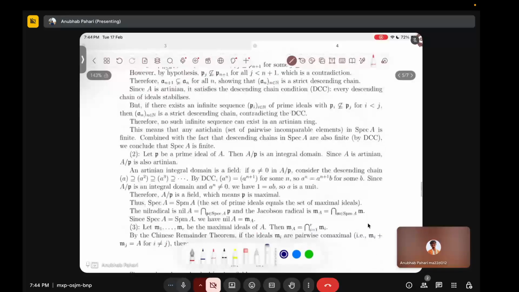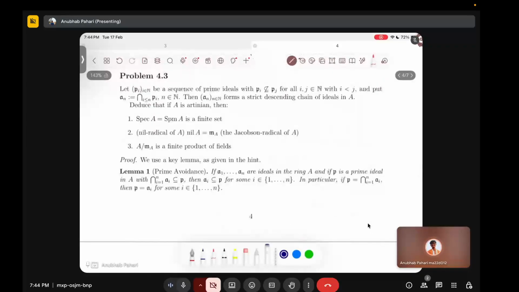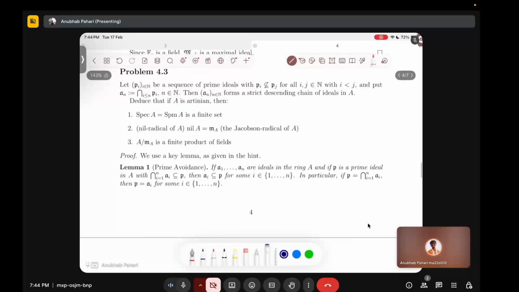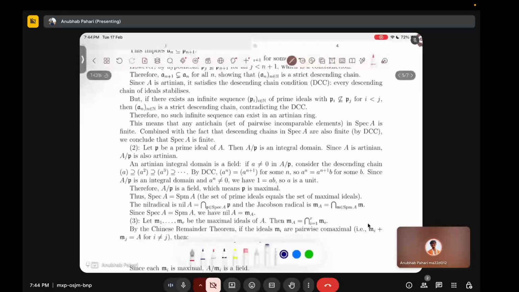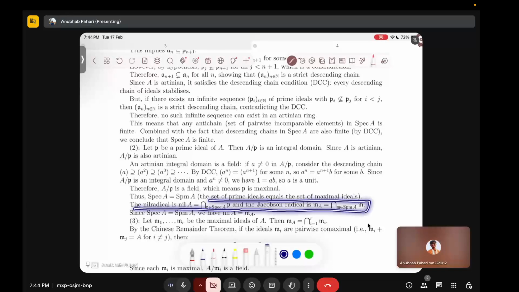Okay, so now the next one is quite trivial, since we have already said that spec A equals spec max A. You know that the nil radical is the intersection of all prime ideals, and the Jacobson radical is the intersection of all maximal ideals, which we have done exactly here. Okay, let us prove that spec A equals spec max A. Then we can say that the nil radical is this one-liner thing.